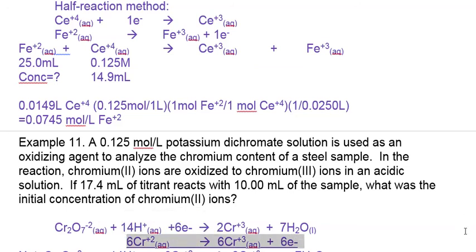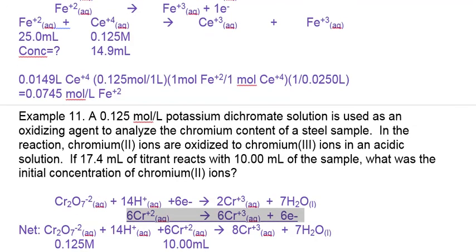Then we can write our balanced equation by taking our 6 electrons and canceling them out and taking everything else. Notice that in this one we have the chromium 3 ions in both products, so they add up to get 8 chromium 3.